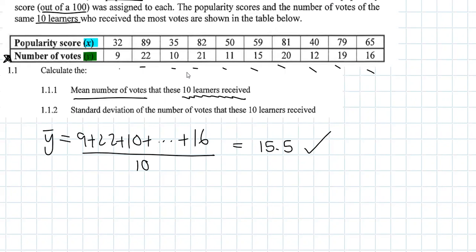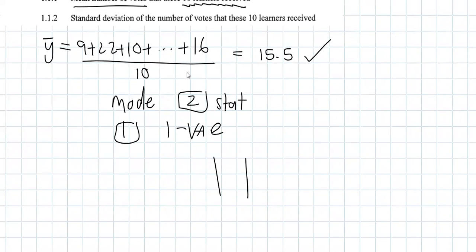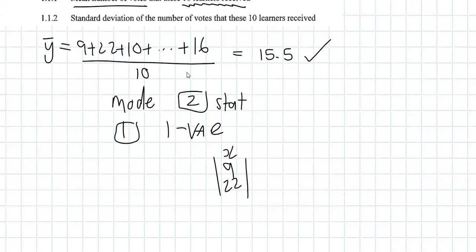Another way you can do this is using your calculator. Put your calculator into stat mode: press mode and then 2. Once you're in stat mode, press number 1, which gives you the 1-var. 1-var is just for one column, and you only have one column. You've got your X values here, which is all your values. You can input 9, then press equals, then press 22 and press equals and so on. At the end, press AC, and this will store your information.